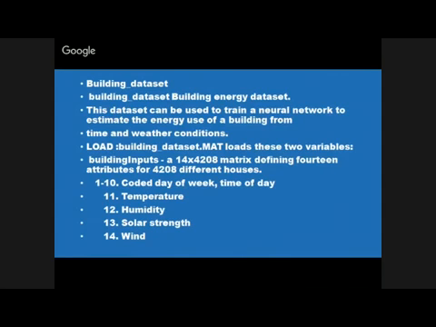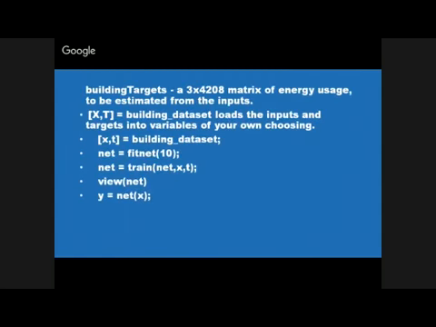The first variables, 1 to 10, are the day of the week plus time of day. That means 7 days of the week, and the time of day has 3 divisions: hour, minute and second. So these are the 10 variables. After that, there is temperature, one variable; humidity, another variable; solar strength, another variable; and wind is another variable. There are 14 variables we have taken in the data set, right?